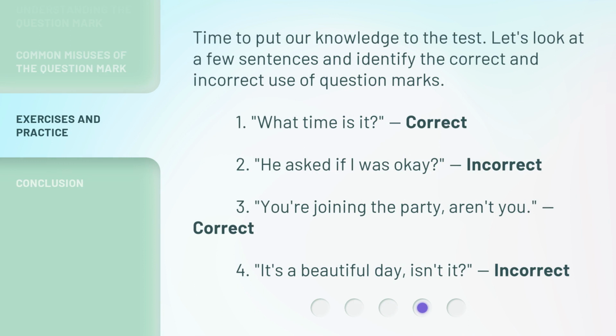Time to put our knowledge to the test. Let's look at a few sentences and identify the correct and incorrect use of question marks. 1. What time is it? Correct. 2. He asked if I was okay. Incorrect. 3. You're joining the party, aren't you? Correct. 4. It's a beautiful day, isn't it? Incorrect.